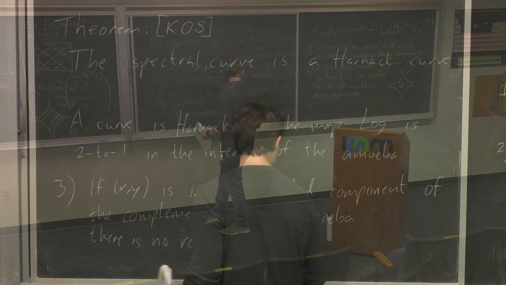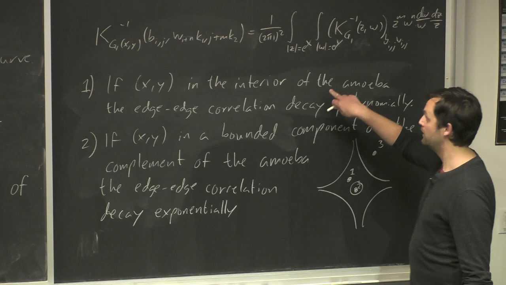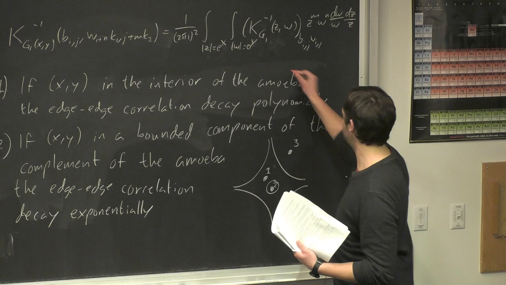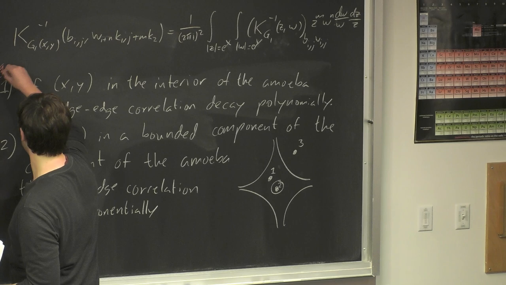Okay, and so in this first case, where edge-edge correlation decays polynomially, is what we usually call the liquid region, right? So this is the liquid region, or sometimes also the rough region.